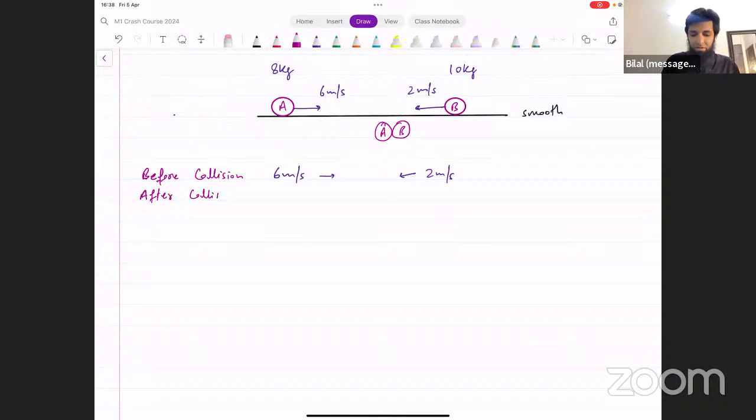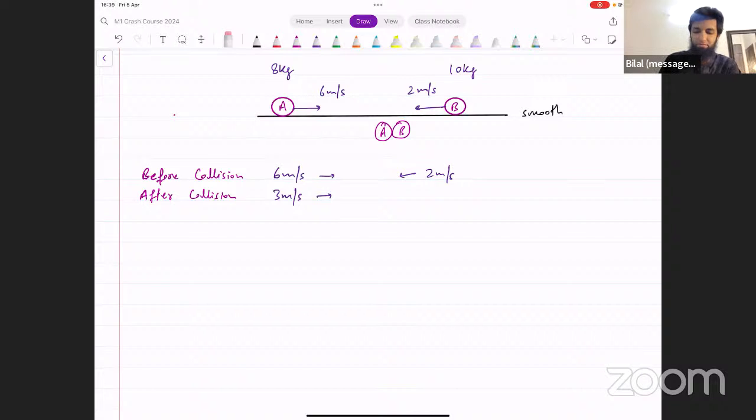After collision, let's say you're given that after this collision happens, A starts moving to the right at a speed of 3 meters per second. Let's calculate this if it's even possible. Okay. So what happens is, before collision, A is moving at 6 meters per second to the right, and B is moving at 2 meters per second to the left.